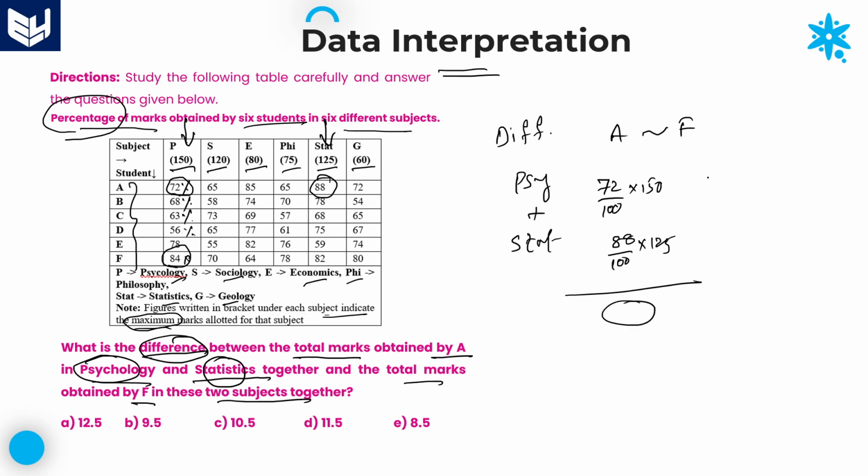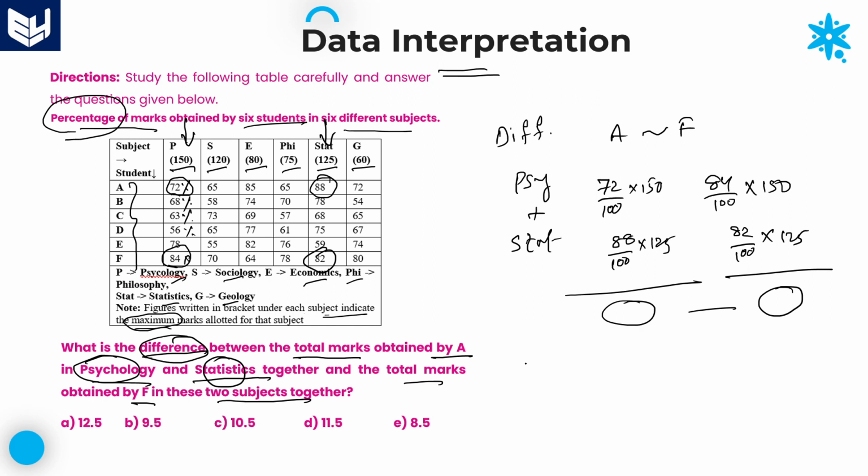Similarly, if you want to calculate the total marks of F in both psychology and statistics together, F value in psychology 84 percentage. 84 percentage of 150, whereas coming to statistics is 82 percentage. 82 percentage of 125. Here if you add these two, you will get something value. After that, you need to take the difference between these two. This is a general procedure method, but instead of doing this calculation, it is better to do like this.